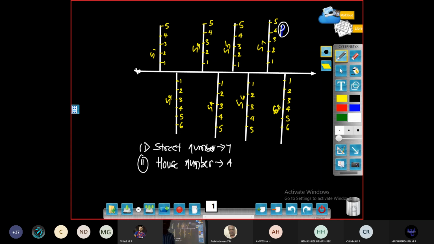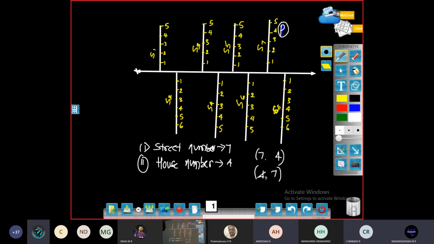Just by giving one piece of information, it is not possible to find the correct street number and correct house number. So you can write it as an ordered pair, first 7, second 4, like this: (7, 4). Now if I write (4, 7), does it give the same house number?